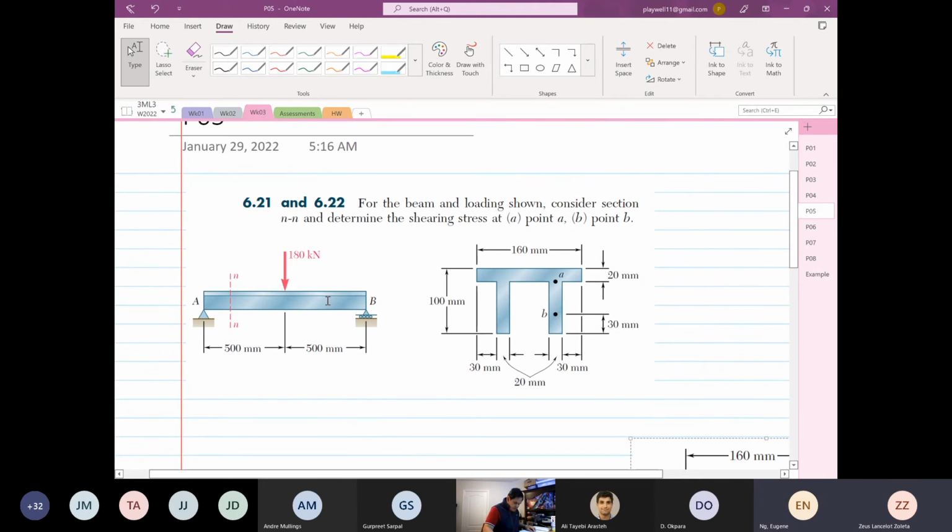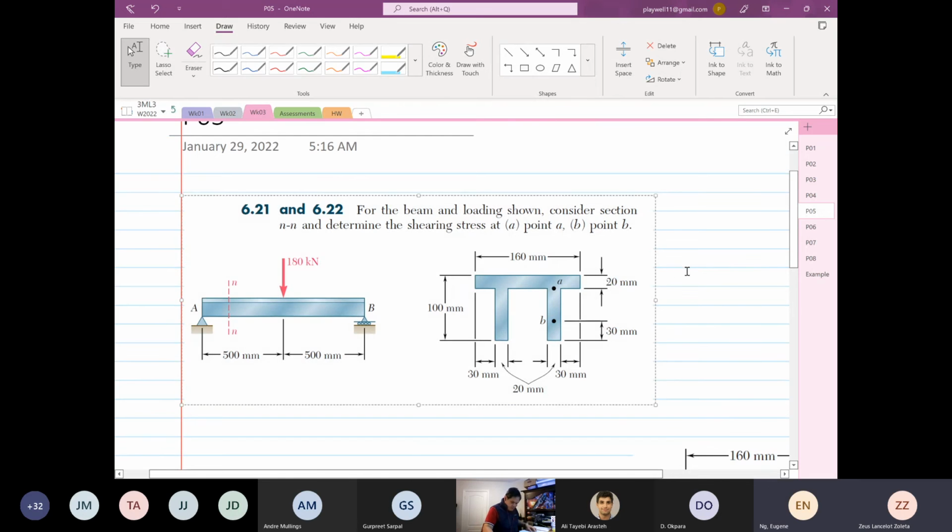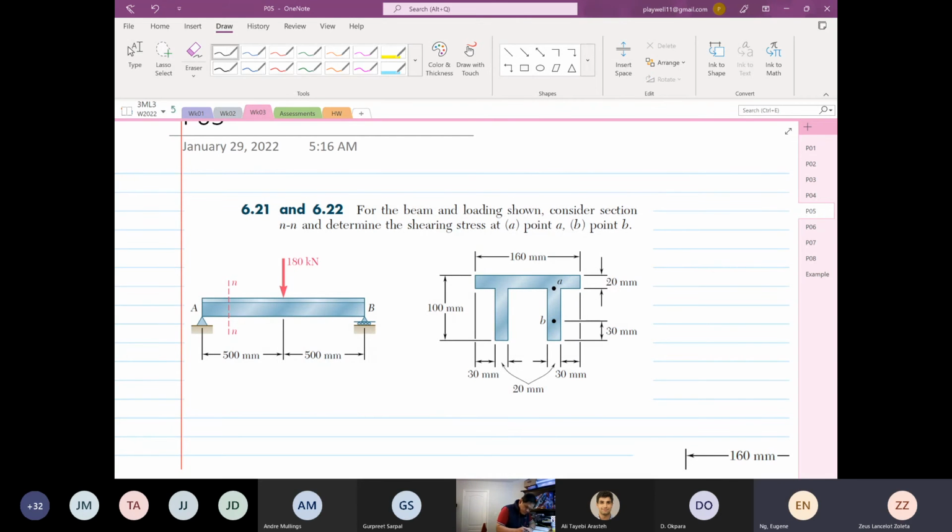You will see this example on Avenue to Learn. So this is example number 1.